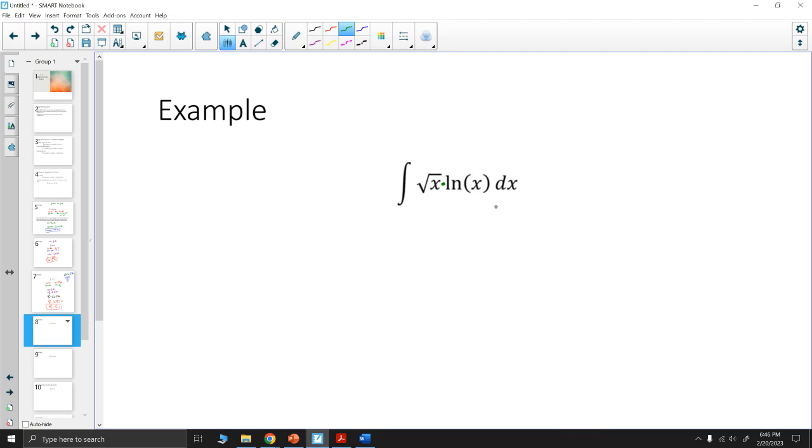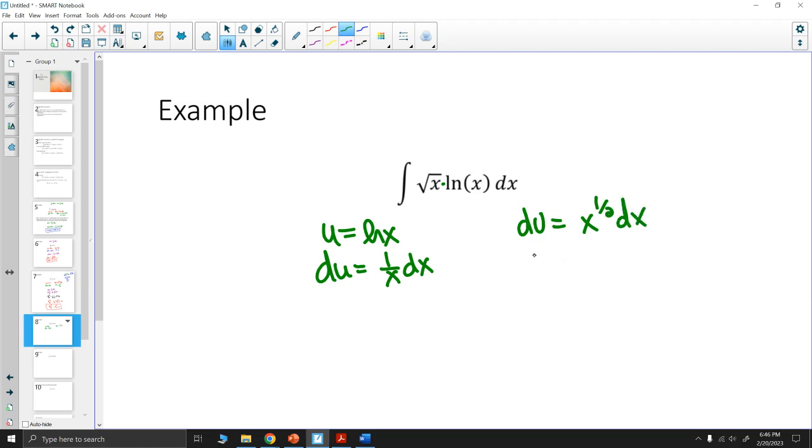That took me about a couple seconds to realize that, no, I'm not going to try that one. I'm going to instead switch it. I'm going to say u is natural log of x. That means that du then is 1 over x dx. And then my dv is x to the 1/2 dx. And so my v would be, raise the power by 1, so that's x to the 3 over 2 divided by 3 over 2.